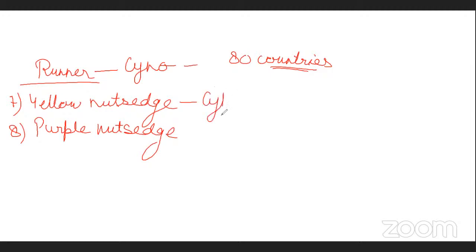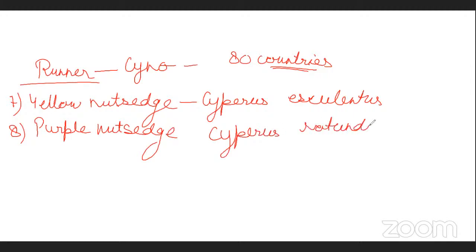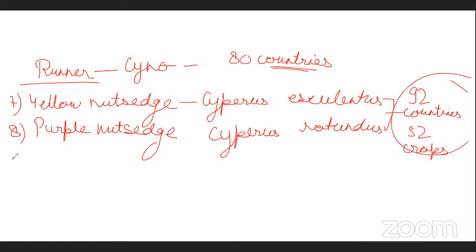So this is known as Cyperus esculentus. And the purple nutsedge is known as Cyperus rotundus. And the Cyperus species is usually spread into 92 countries and among 52 crops. This question is also asked in many exams.